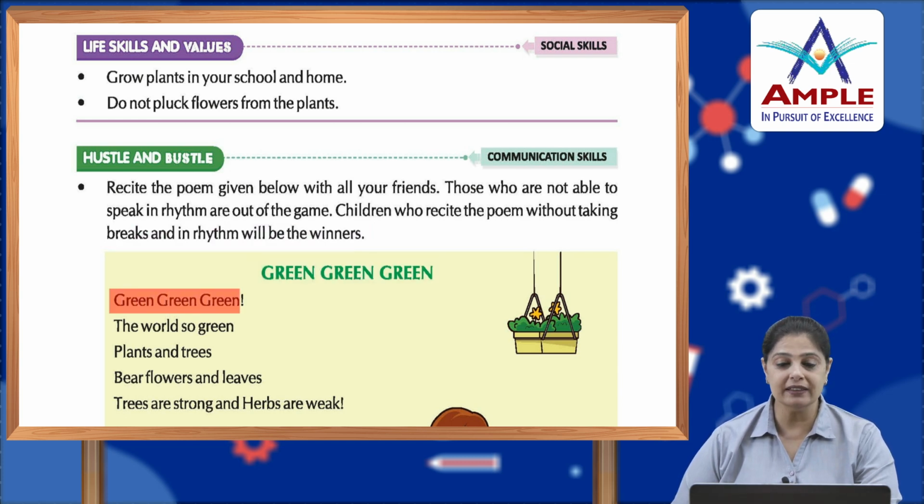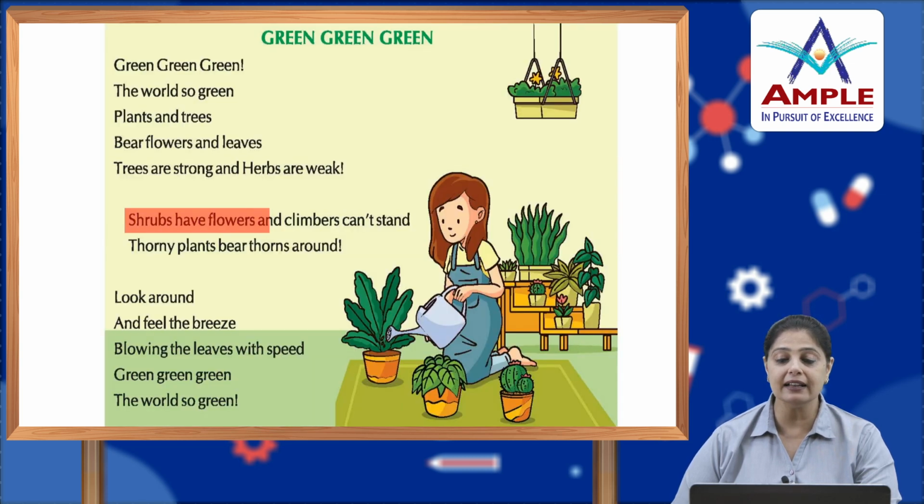Green, green, green, the world so green. Plants and trees bear flowers and leaves. Trees are strong and herbs are weak. Shrubs have flowers and climbers can't stand. Thorny plants bear thorns around. Look around and feel the breeze blowing the leaves with speed. Green, green, green, the world so green.